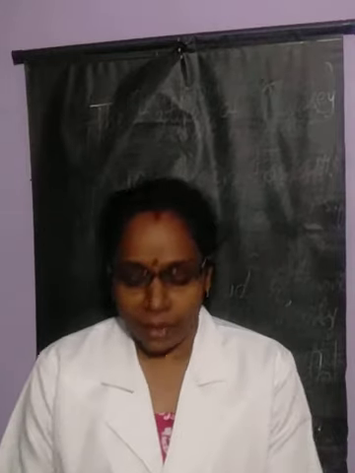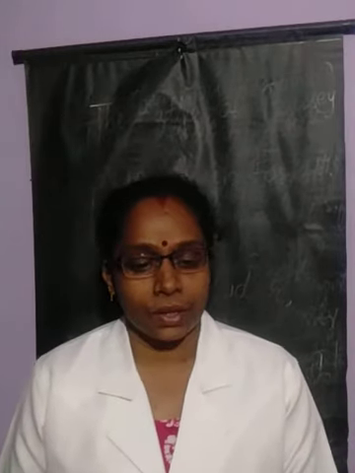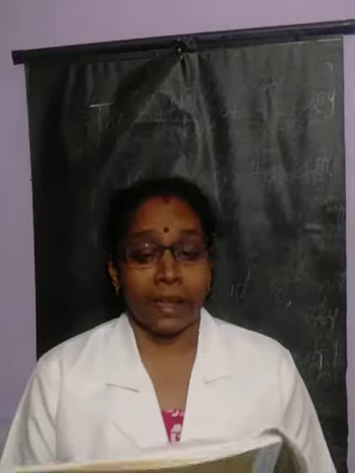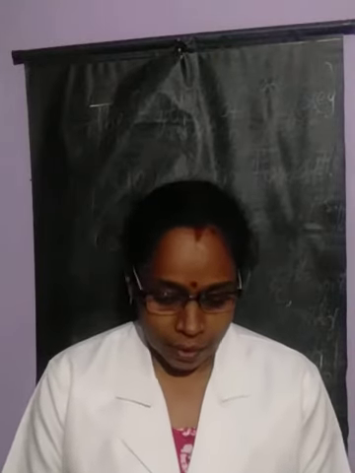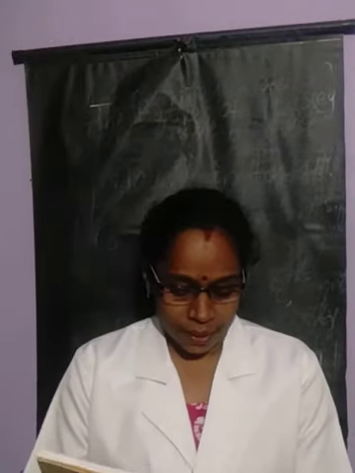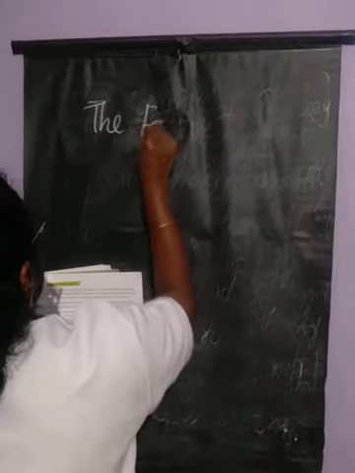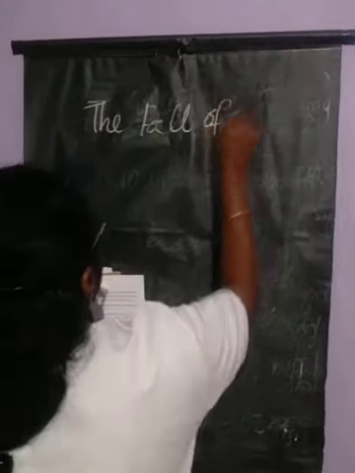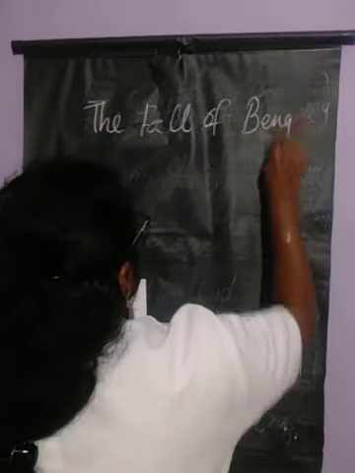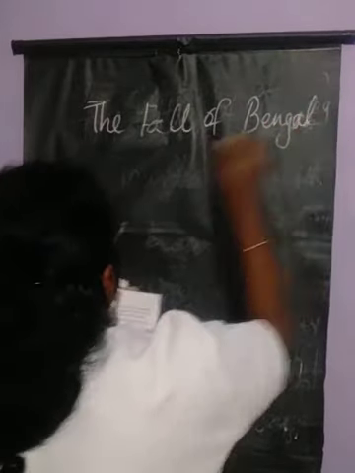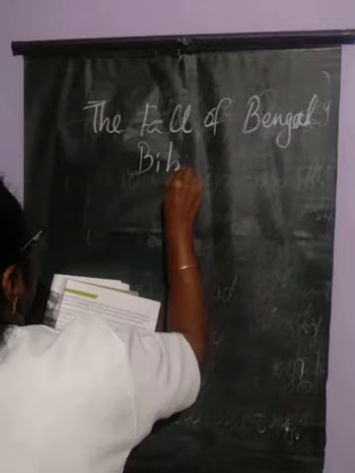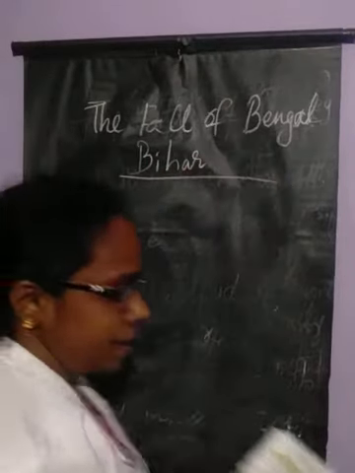Take your textbook children. Where we stopped in the last class, we discussed the English East India Company, the Battle of Plassey. Okay, next topic is the fall of Bengal and Bihar. Listen to the board. The name of our next topic is the fall of Bengal and Bihar. Fall of Bengal and Bihar.